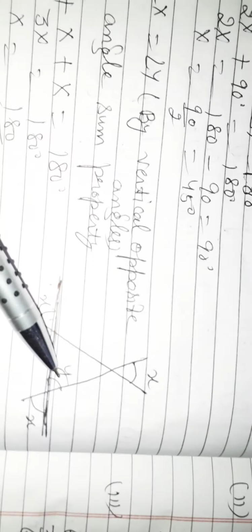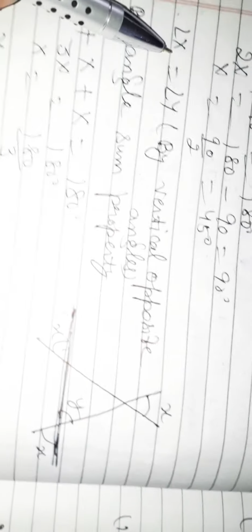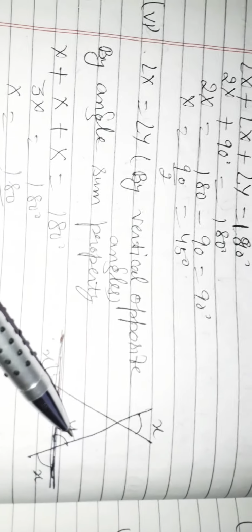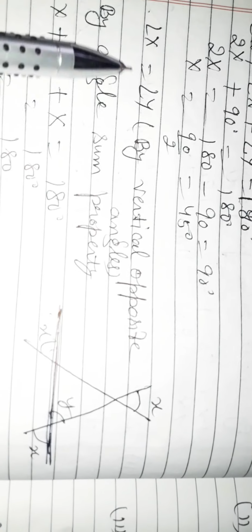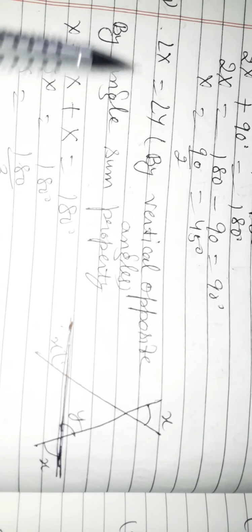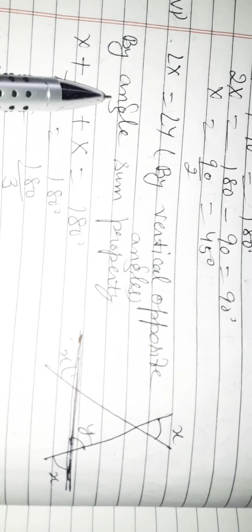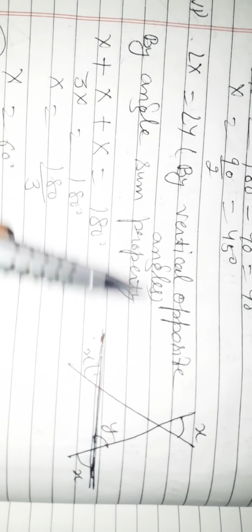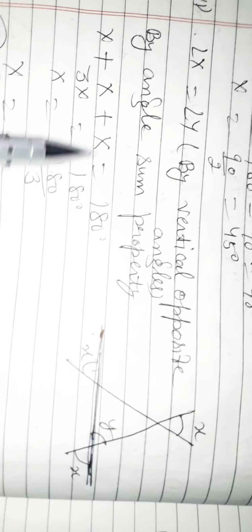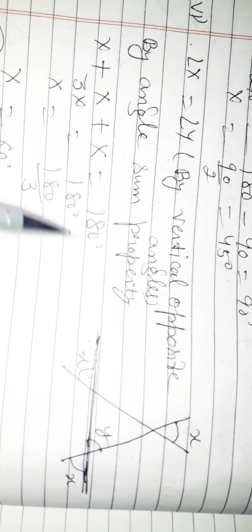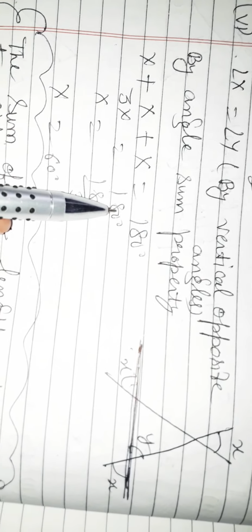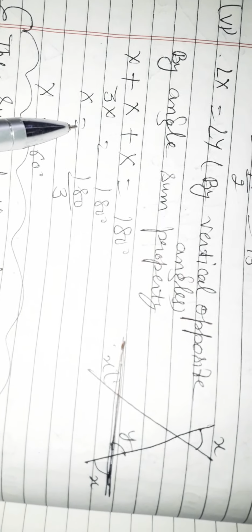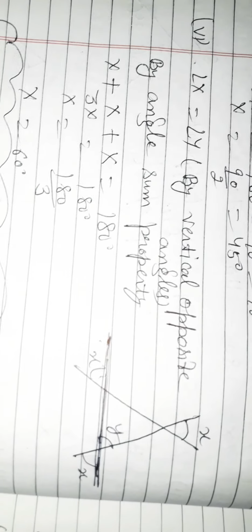Now look at this figure. This is angle x, angle y, angle x, angle x. Then these are vertical opposite angles. So the values of x and y are same by vertical opposite angle theorem. Angle x is equal to angle y. Then by angle sum property, angle x plus angle x plus angle x is equal to 180 degree. 3x is equal to 180 degree. So the value of x is equal to 180 upon 3, which is 60 degrees.